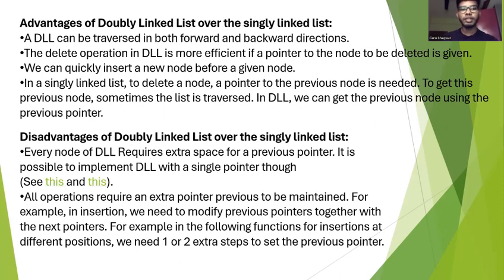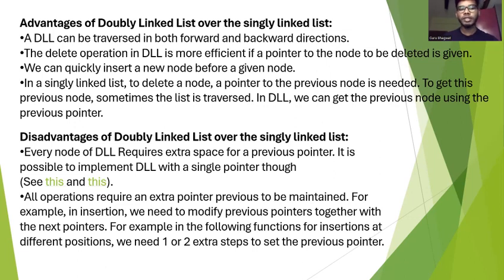Some of the disadvantages present in the doubly linked list compared to the singly linked list: every node in a doubly linked list requires extra space for the previous pointer. It is possible to implement a doubly linked list with a single pointer. In the doubly linked list, the extra memory space is required for the previous pointer. So this is one disadvantage.